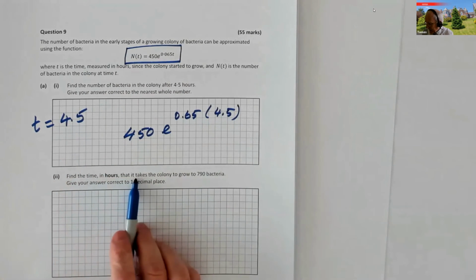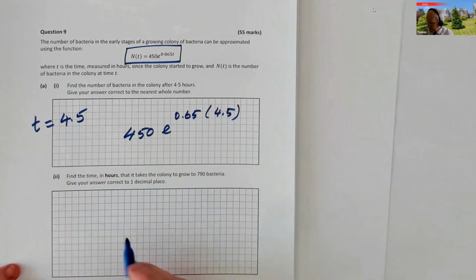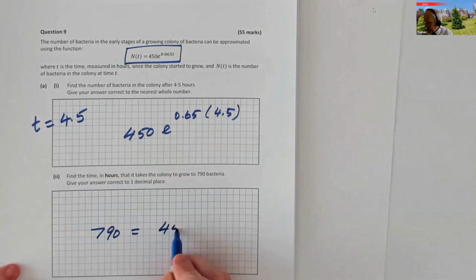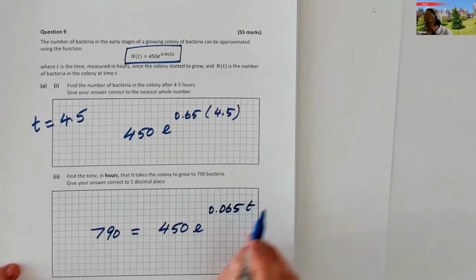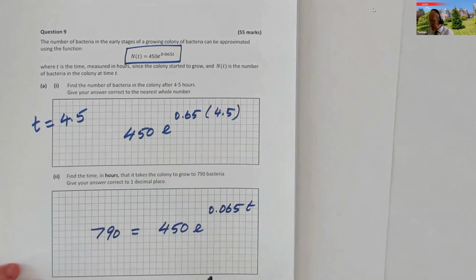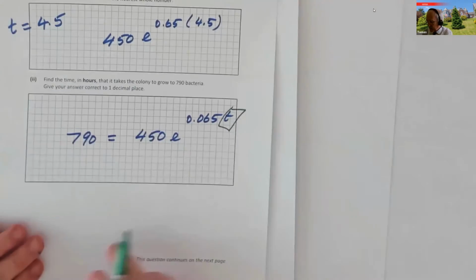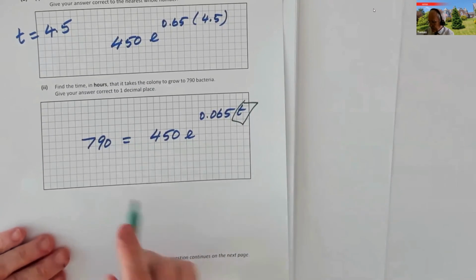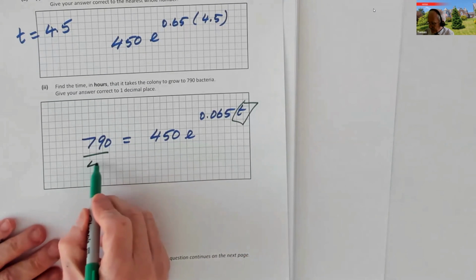Find the time in hours that it takes the colony to grow to 790. 790 is what you want to be equal to 450 times e to the 0.065 times t. How do you solve them? Well, I'm interested in t, so how do I find that t? Well, I don't like it up there, so the first thing I'm going to do is get rid of the 450. I'm going to divide it by 450.